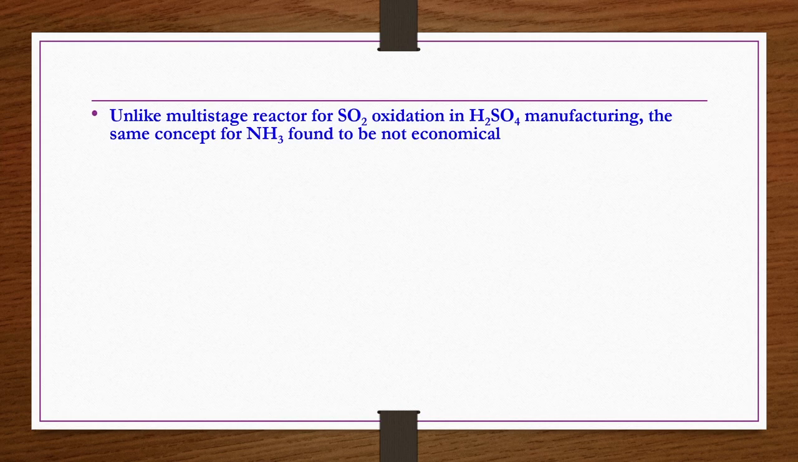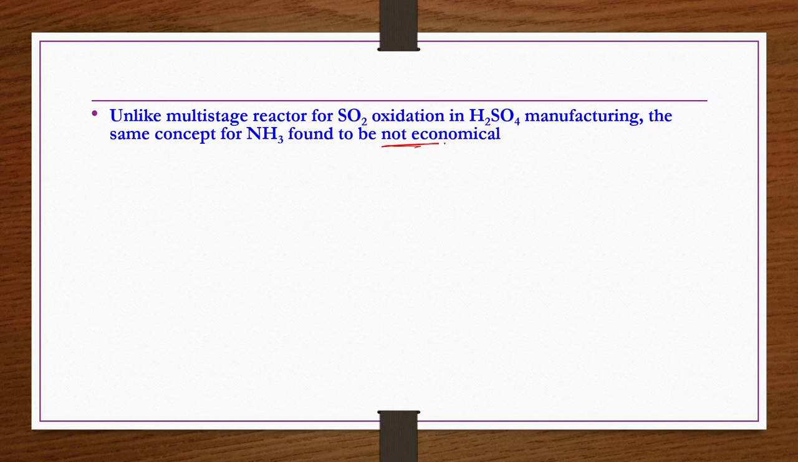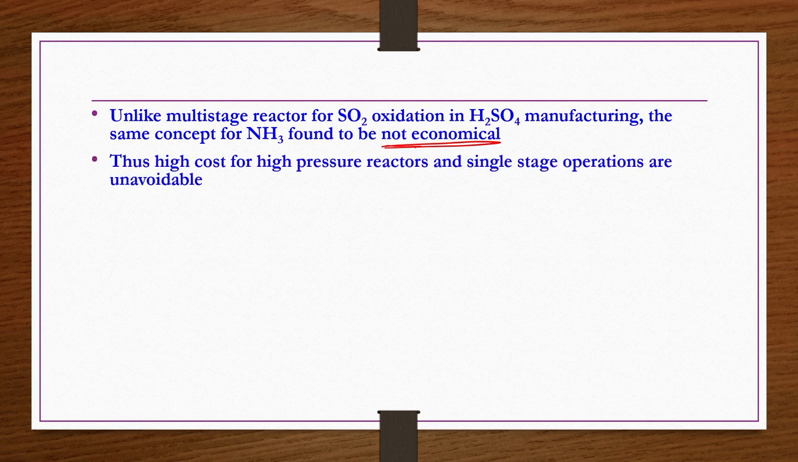People have already tried, indeed, but they found that such an approach in the case of ammonia synthesis is not economical, so it is of no use here. Ultimately, you have to have high pressure equipment, and high pressure equipment is very, very costly. Thus, high cost for high pressure reactors and single-stage operations are unavoidable in ammonia synthesis.